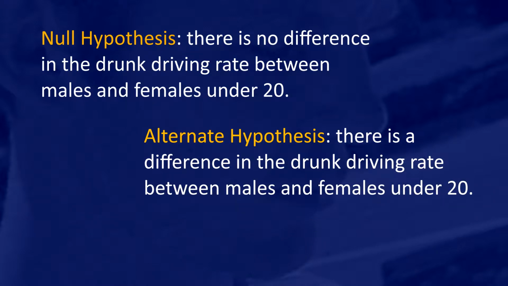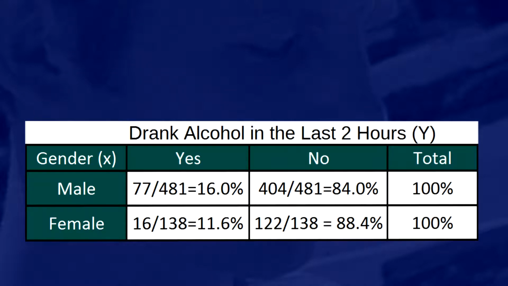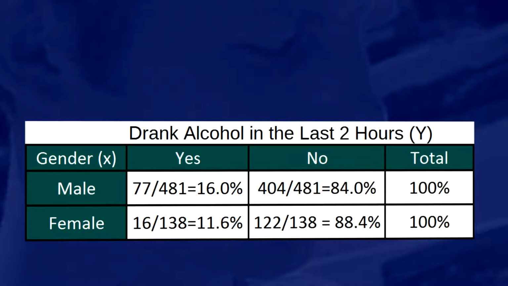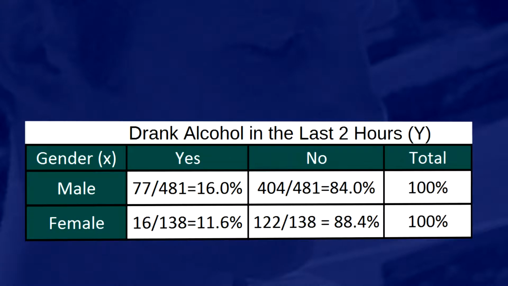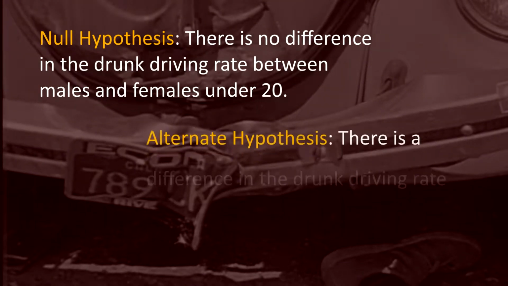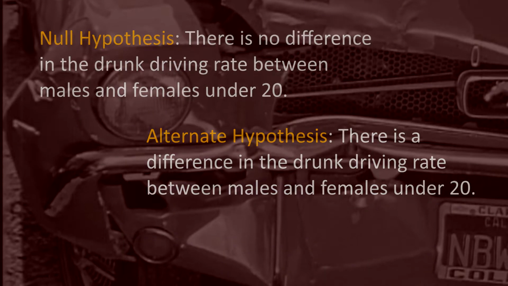In other words, is the evidence provided by the roadside survey, 16% versus 11.6%, strong enough to conclude beyond a reasonable doubt that it must be due to a relationship between drunk driving and gender in the population of drivers under 20? Or is the evidence provided by the roadside survey not strong enough to make that conclusion? And could this have happened just by chance? That is, due to sampling variability and not necessarily because a relationship exists in the population. These are the null and alternate hypotheses for chi-square test of independence.